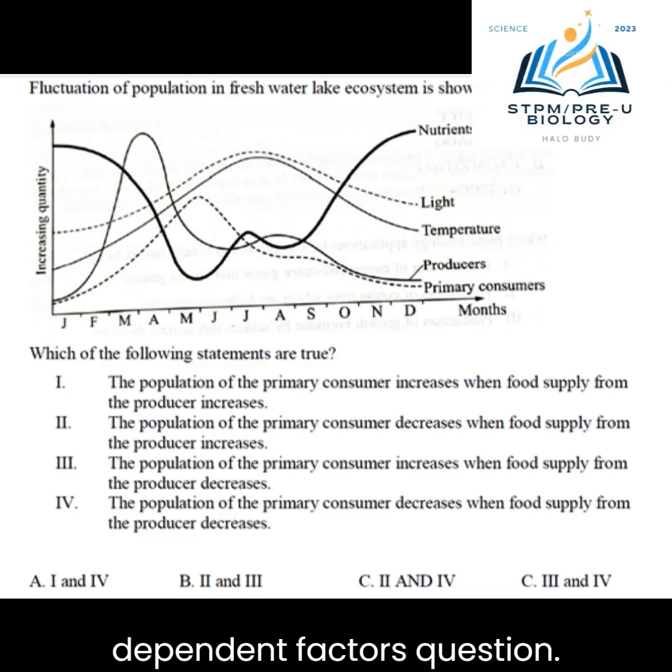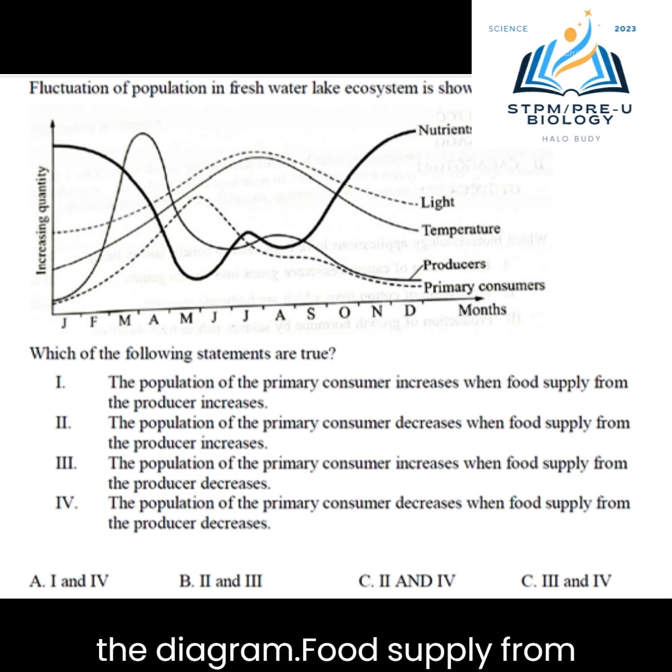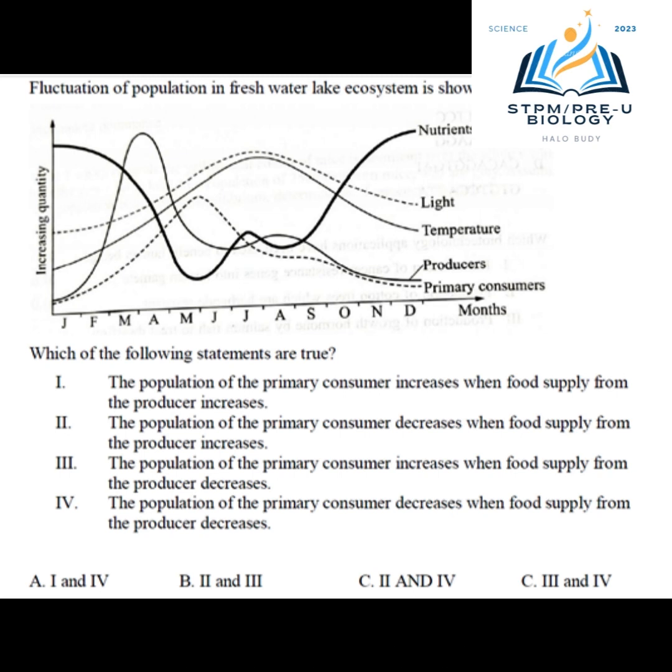This is a density-dependent factors question. It requires finding the correct statement based on the diagram. Food supply from producer means the producer acts as food supply to the consumers. Based on the diagram, when the producer increases, the primary consumer population also increases and vice versa. Hence, the correct answer is A, where 1 and 4 are correct statements.